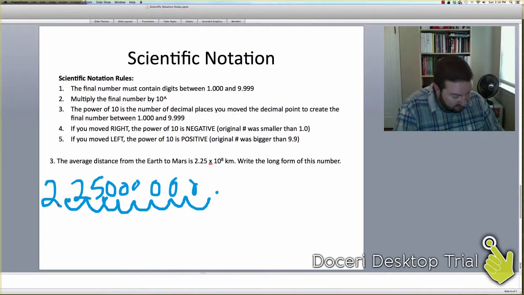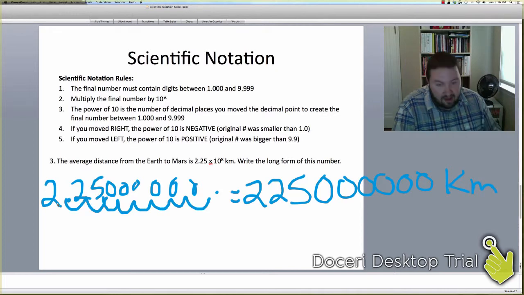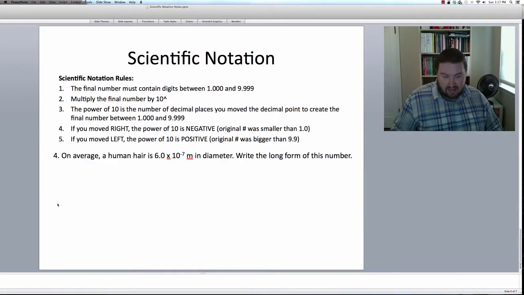And so now, writing this out in the long form, we have 2, 2, 5, 0, 0, 0, 0, 0, 0, and we can even put a decimal if we want. We don't really need to. And again, this is a distance in kilometers. You notice it takes up a lot more space with all those zeros. Sometimes we might need that, but that's why we use scientific notation, to take up less space, make it a little easier to read.